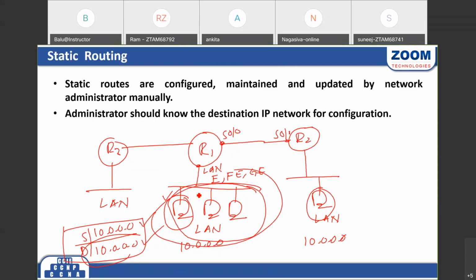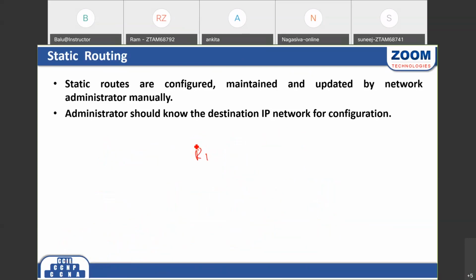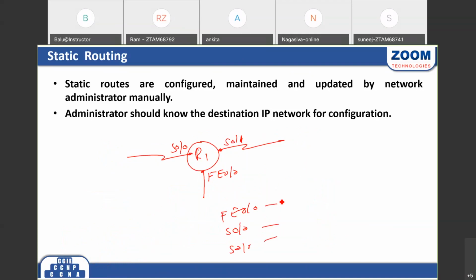Condition number four: all interfaces of the router, like the R3 serial port, the R2 serial port, all interfaces of the router should be in different network addresses. For R1, one is the LAN interface, serial 0/0, serial 0/1. In total, three interfaces: FE 0/0, serial 0/0, serial 0/1. These three interfaces should be in different IP networks.